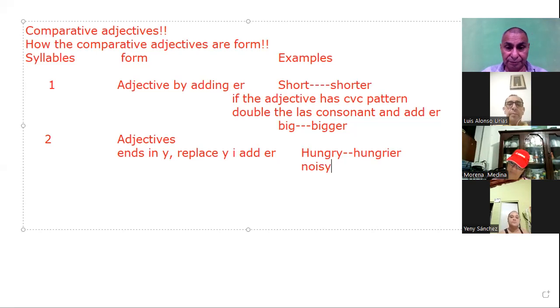Now let's see. If I have the word noisy, who can help me to make the comparative adjective out of noisy? ¿Quién me puede ayudar? Noisier. Noisier. Yes. See, the teacher is noisier than Luis. El maestro es más bullicioso que Luis. Sí, porque Luis no habla nada, solo el maestro está aquí. Luis Alonso no dice nada. Okay. Noisier. So that is the rule. If the adjective has two or more syllables and it ends in a Y, then you replace the Y for the I and add ER.